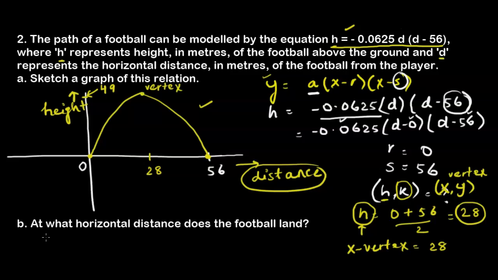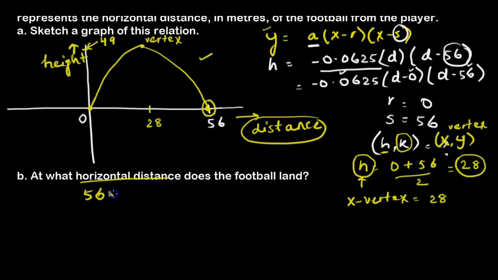The next part of the question says, at what horizontal distance does the football land? Now we know when the football is kicked, it's kicked at this point, it goes up, reaches a maximum height and starts falling down. When it falls down, it reaches the ground at 56 meters distance away from where it was originally kicked from. Therefore, looking at the graph, we can answer this question. If the question wants us to find the horizontal distance where the ball lands, we can see that this ball lands at 56 meters from the origin. So the answer for this question is 56 meters.